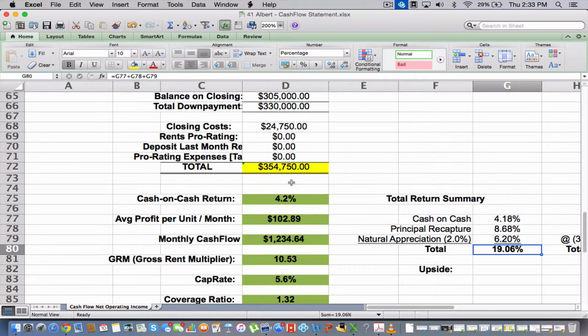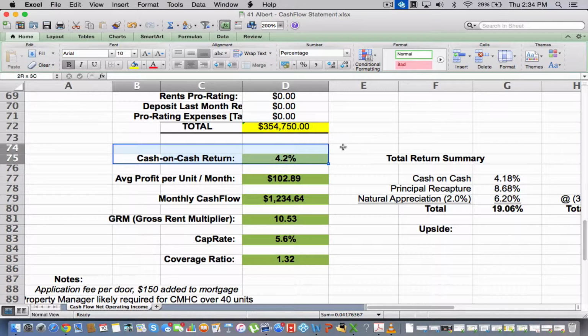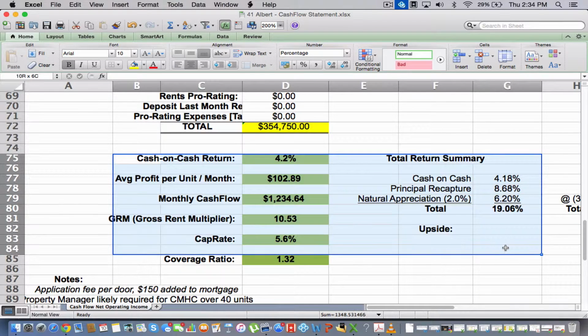So once you've gone through calculating the gross income, the total expenses, inputting your debt service numbers, and looking at the down payment, the spreadsheet will calculate the results. Basically, the results start right here under cash on cash return and total summary.